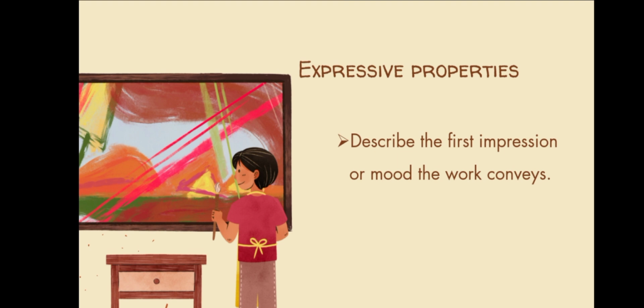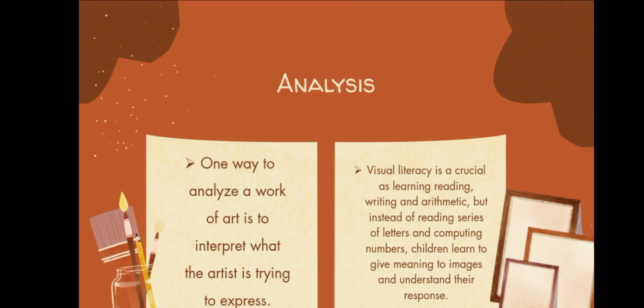Next is the expressive properties. They describe the first impression or mood the work conveys. Expressive properties refer to the emotional, psychological, and symbolic aspects of artwork that convey the artist's intentions, feelings, and message to the viewers. It allows viewers to connect with their emotions and the conceptual layers of the artwork and appreciate the artist's creative vision. So that's the properties of aesthetic scanning.